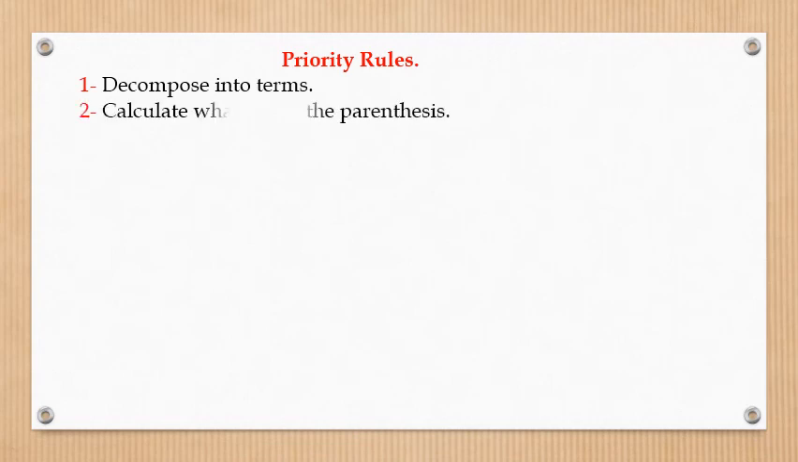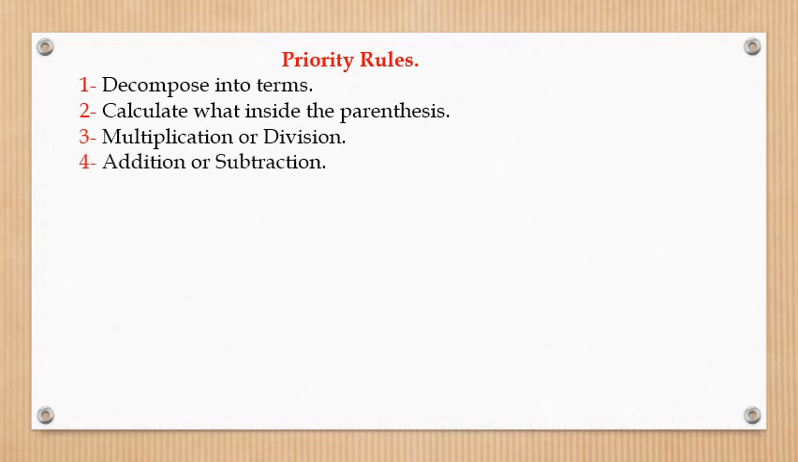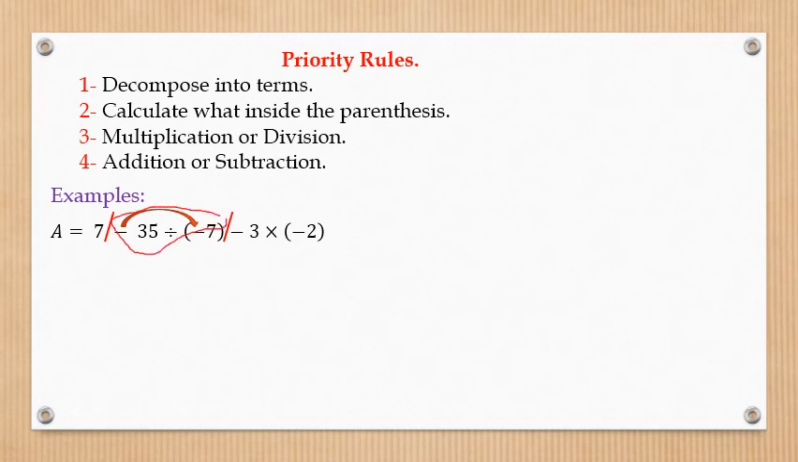According to priority rules, I have to decompose into terms, calculate what's inside the parentheses, multiply or divide, then add or subtract. For example, let's solve A. 7 minus 3.5 divided by 7 minus 3 times minus 2. Here, the priority goes to division. So on the line, I have to write 7. What's the answer of 35 divided by 7? It's 5. What about the signs? Minus, minus, they have the same sign, so it should be positive.